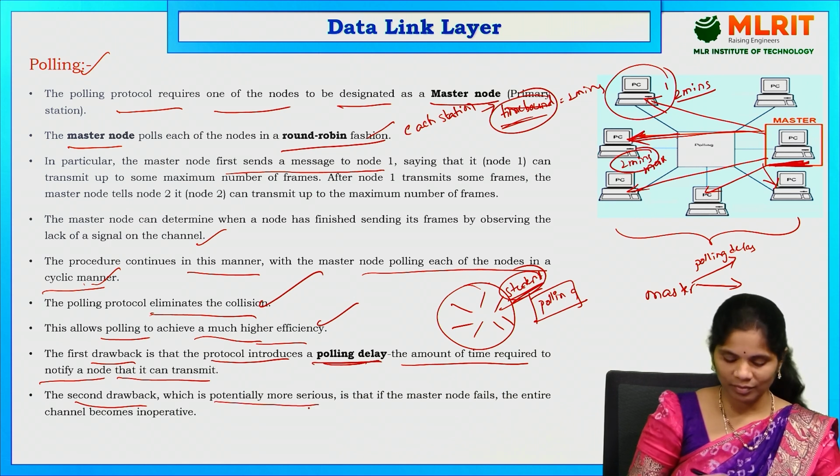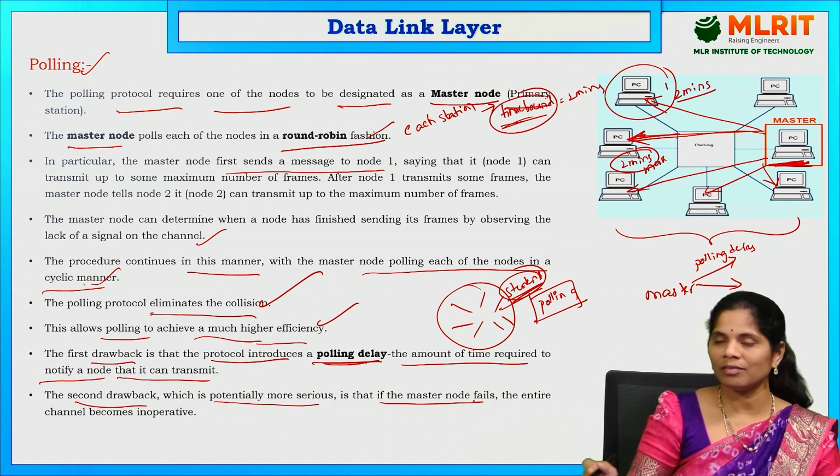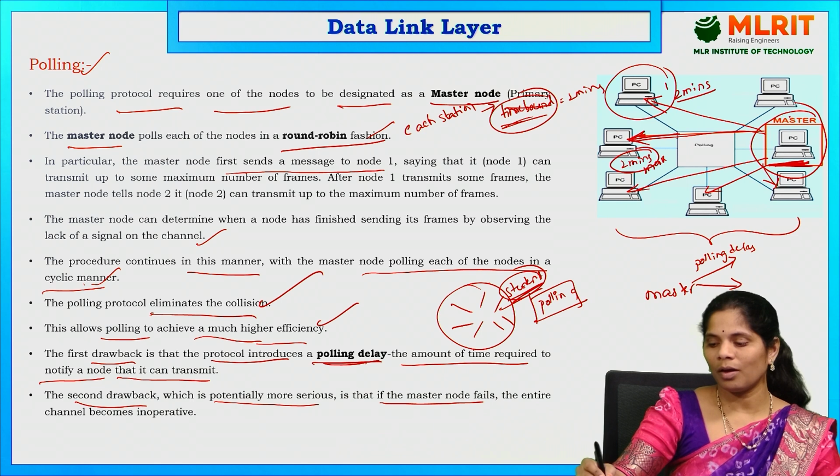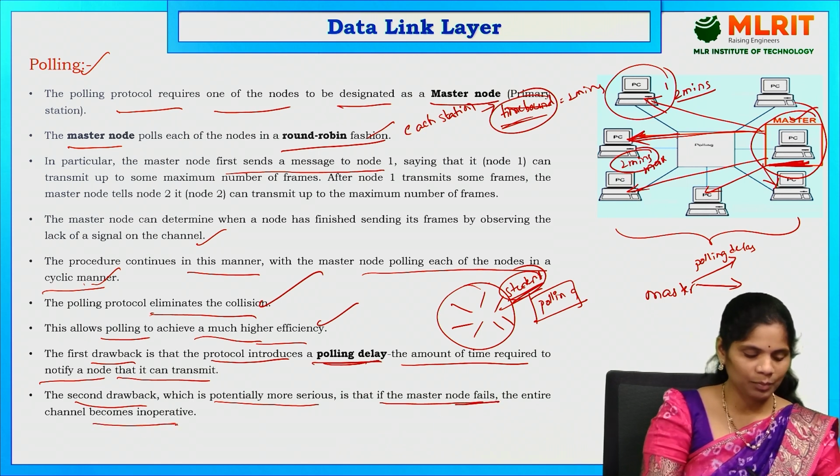And the second drawback is potentially more serious. How is it serious? See here, the master node is giving chances to all the other nodes. If the master node fails, the entire channel becomes inoperative.